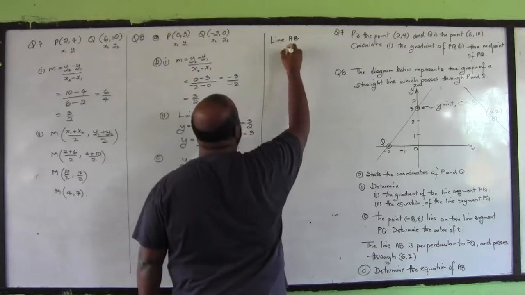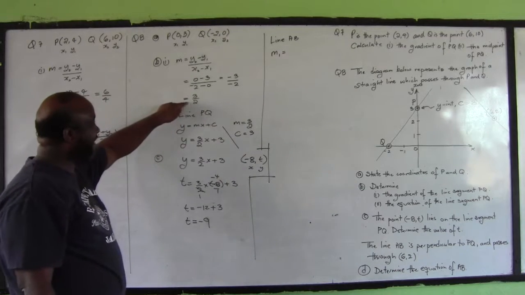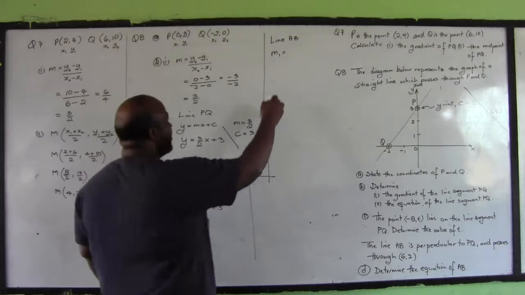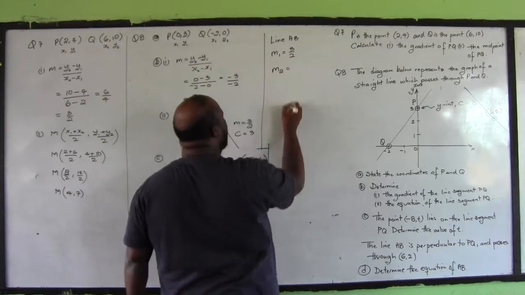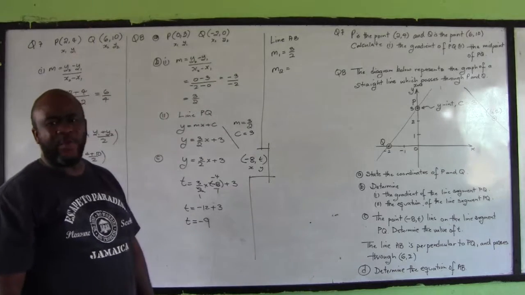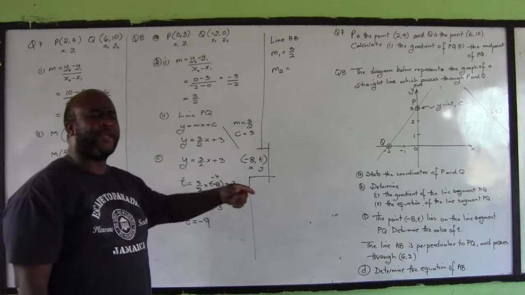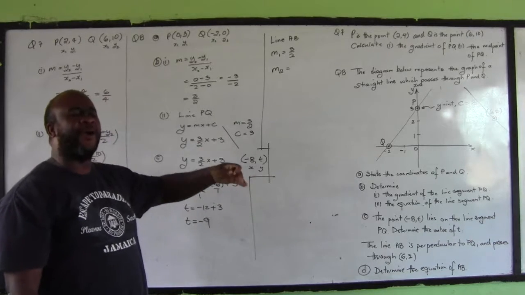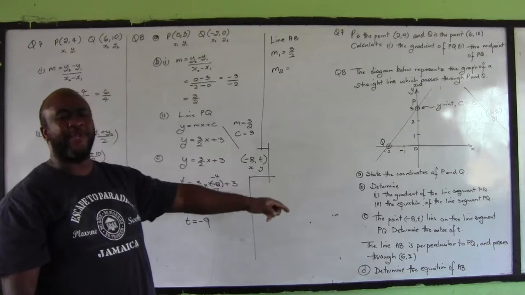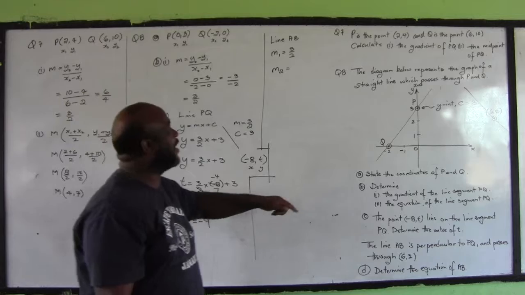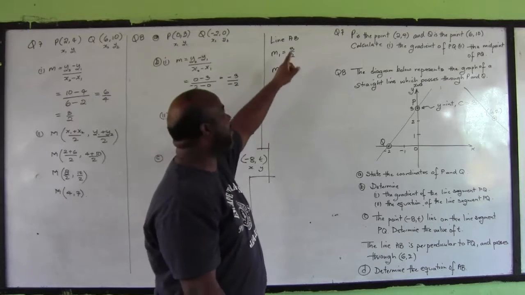Tell me, what is the gradient of PQ? 3 over 2. What will be the gradient of AB? Before you answer, AB, we are told, is perpendicular to PQ. If we were told that they were parallel, we would know that parallel lines have the same gradient. But they're not parallel, they are perpendicular.